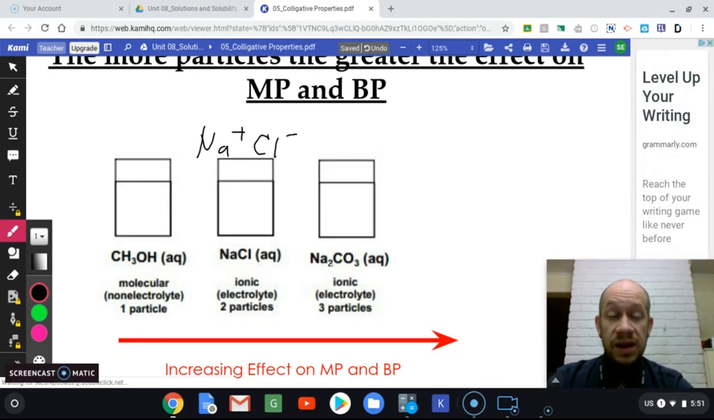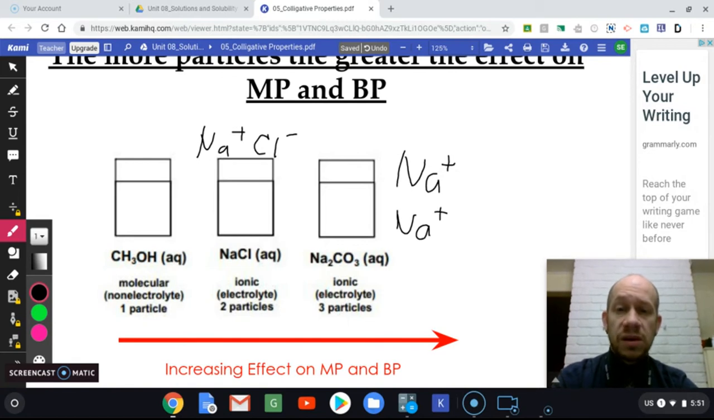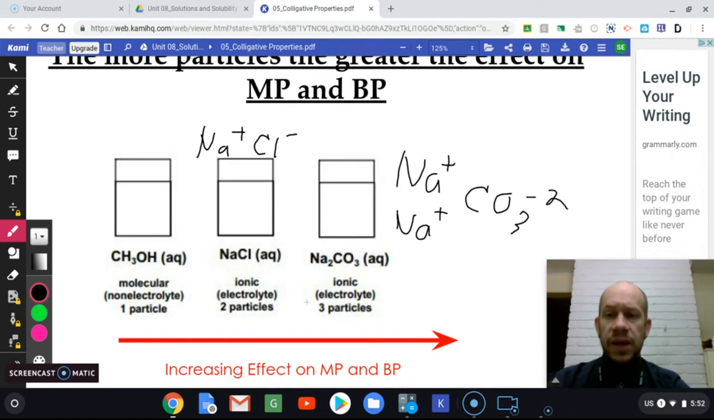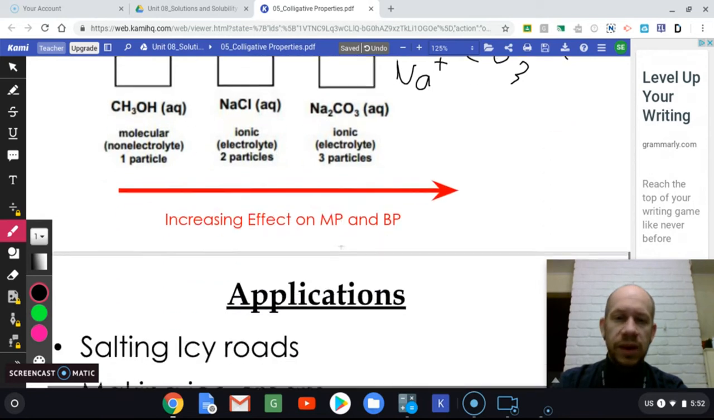Sodium carbonate is also an ionic compound. However, it breaks into three parts, because notice how I have two sodiums here. So for every one sodium carbonate, I'm actually going to get two particles of sodium ion, and one particle of carbonate ion. Therefore, I'm going to have a total of three particles for each one. So as I increase the particles, I'm going to increase that effect on my melting point and boiling point.